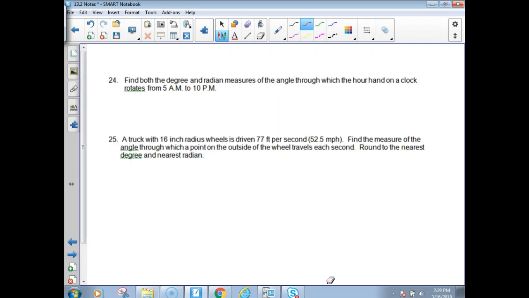Now, we're almost to the end. We just have 2 more questions. Find both the degree and radian measures of the angle through which the hour hand on a clock rotates. And I know you're going, well, all I have is a digital watch. No. A lot of you just look in the corner of your computer, or you look at your phone. It tells you the time.